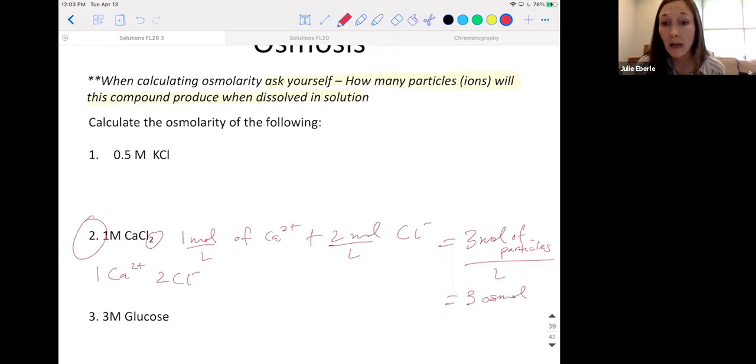So again, just break it up into how many ions it produces. Calcium chloride is going to give you 3 ions, 2 anions and 1 cation. You don't care about the charges here. Then you just add all of that up.